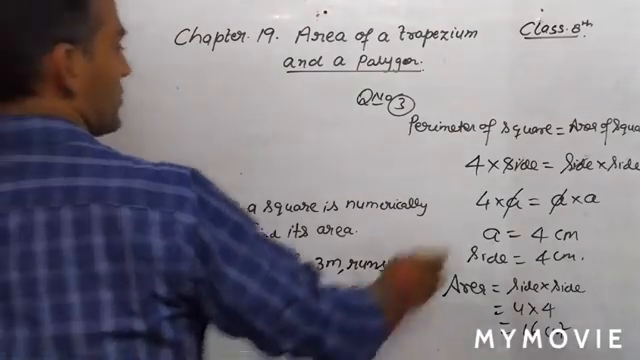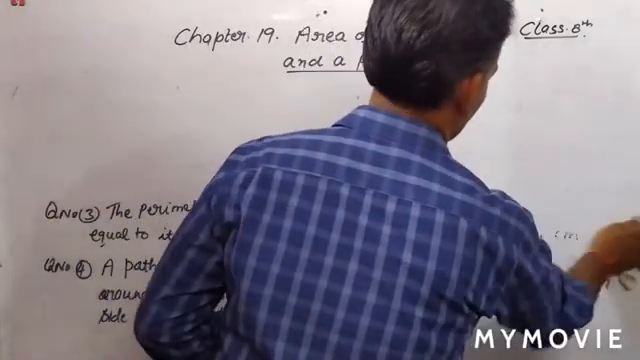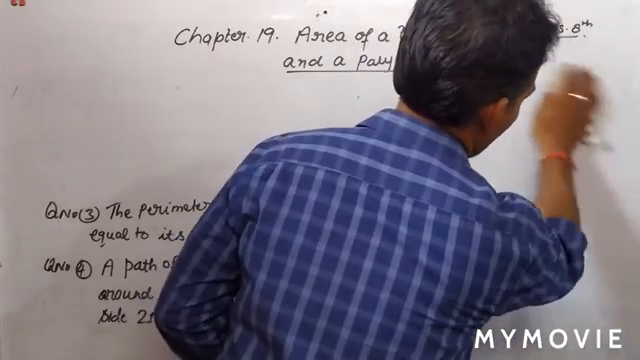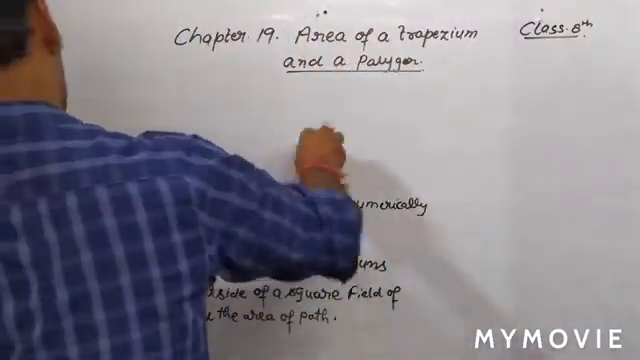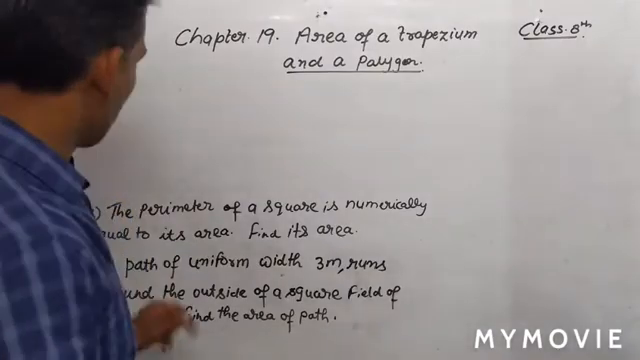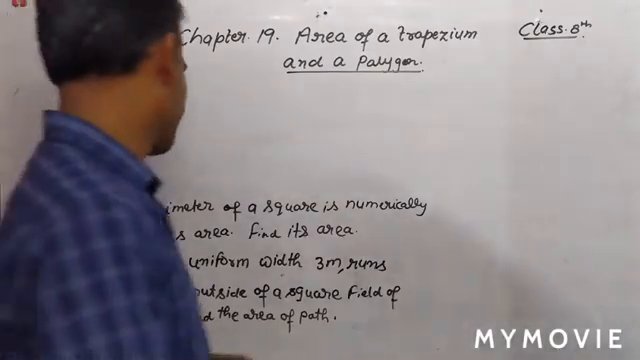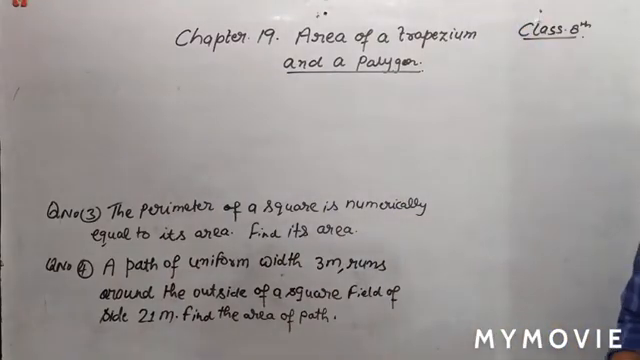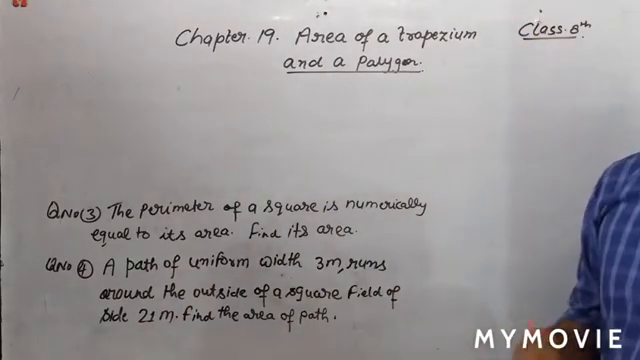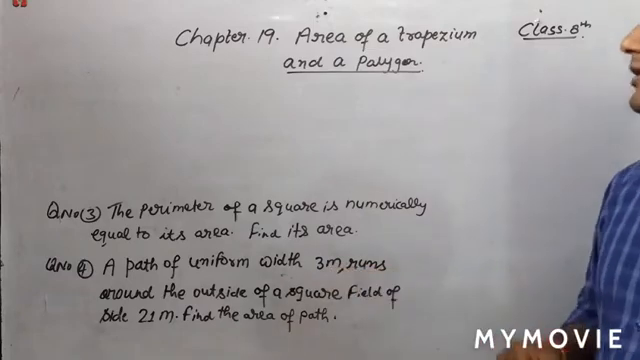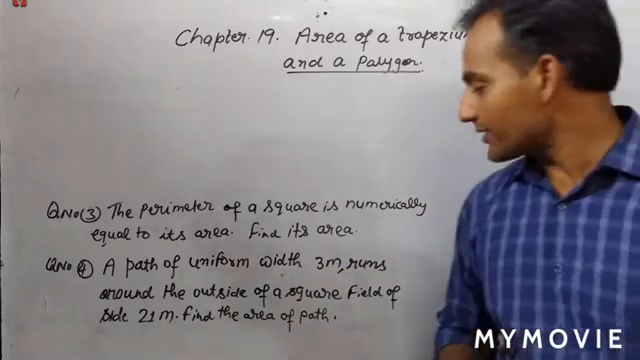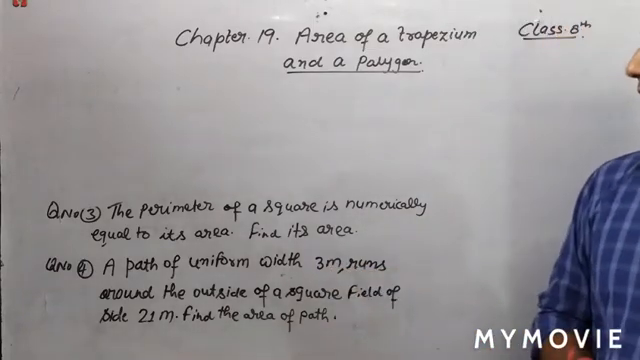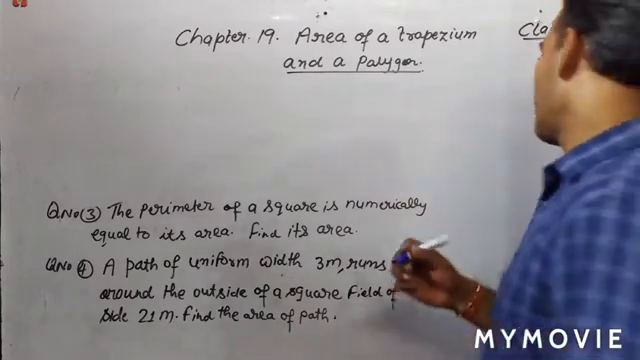Okay, now last question. Not last question for now, for now it is last question. So, fourth question. Very important question. A path of a uniform width, a path is a रास्ता, of uniform width 3 meter runs around the outside of a square field of side 21 meter. One square field is there.